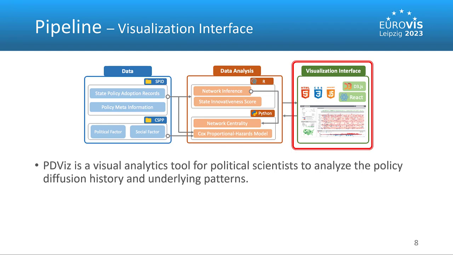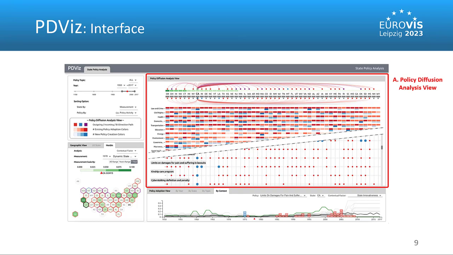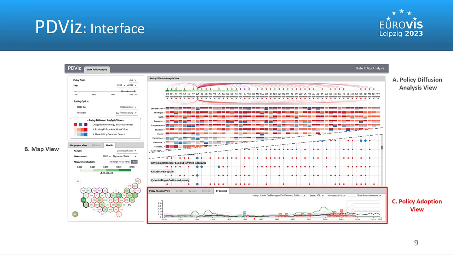In the following slides, I'm going to introduce visual elements of PDViz. The interface is divided into three views. A. Policy diffusion analysis view. B. Map view. And C. Policy adoption view. They are coordinated, and user interaction in one view affects the others.